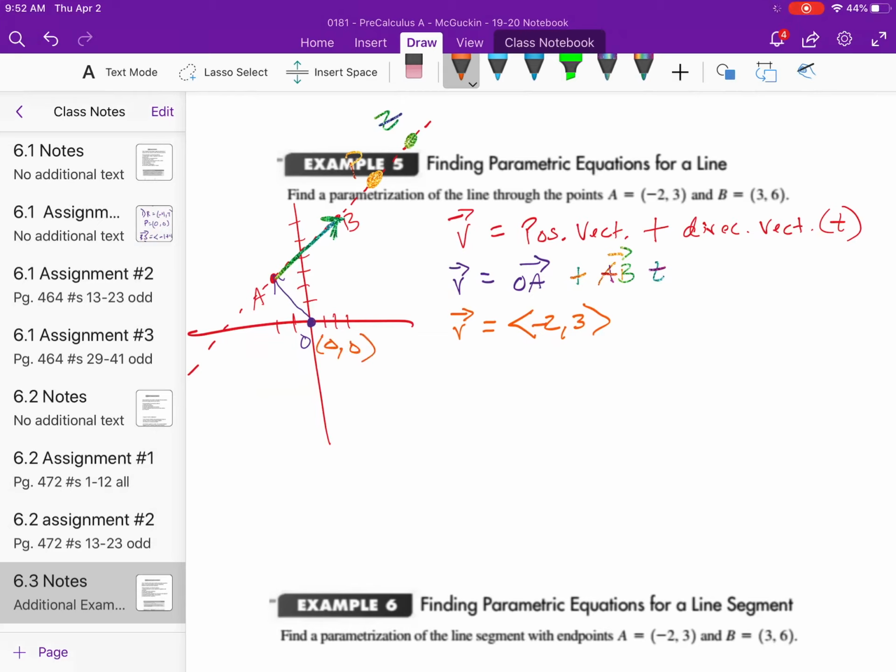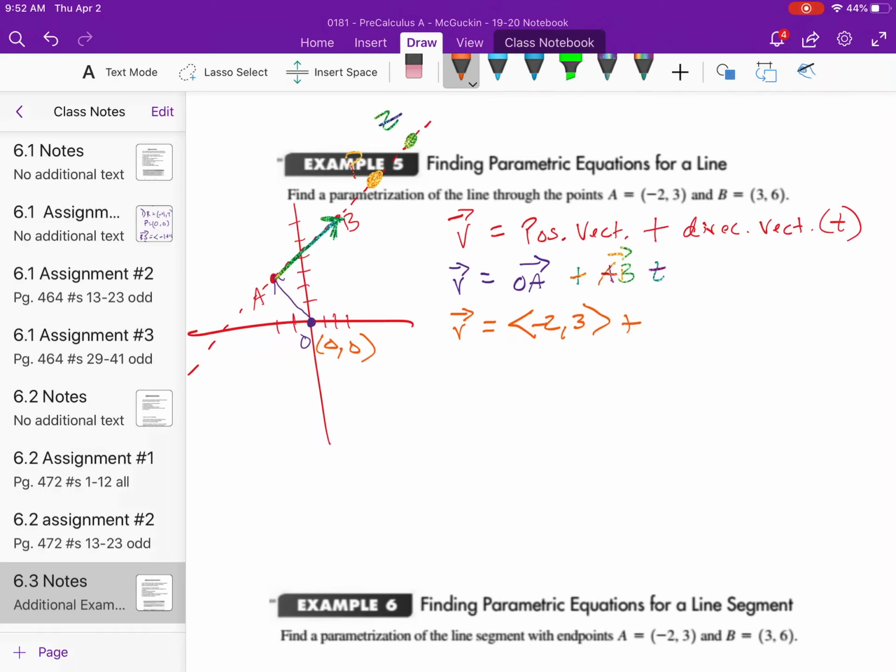All right, and again, just because -2 minus 0 is going to be -2, and 3 minus 0 is going to be 3. So then we're going to add that to our position vector, which is going to be our direction vector, which is going to be AB.